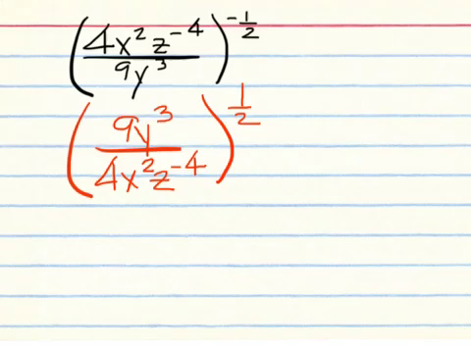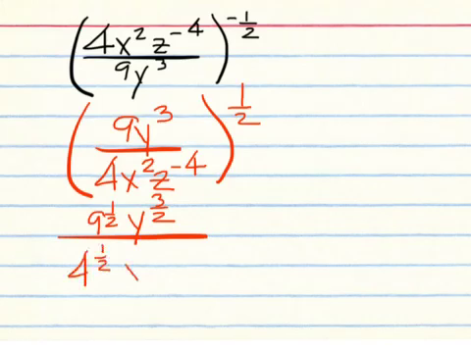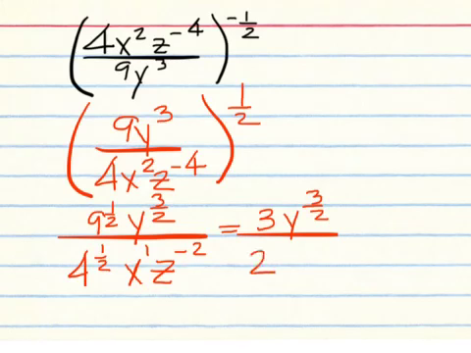Now you must distribute that half power to everything on the inside, including the coefficients. So you're going to come up with 9 to the half power, y to the 3/2 power, over 4 to the half power, x to the first power, and we're going to write 1 just this once, and then z to the negative 2 power. From there, simplify whatever you can, and you're going to have 9 to the half power, which is really 3, and keep y to the 3/2. On the bottom, you'll have a 2. 4 to the half power is 2.